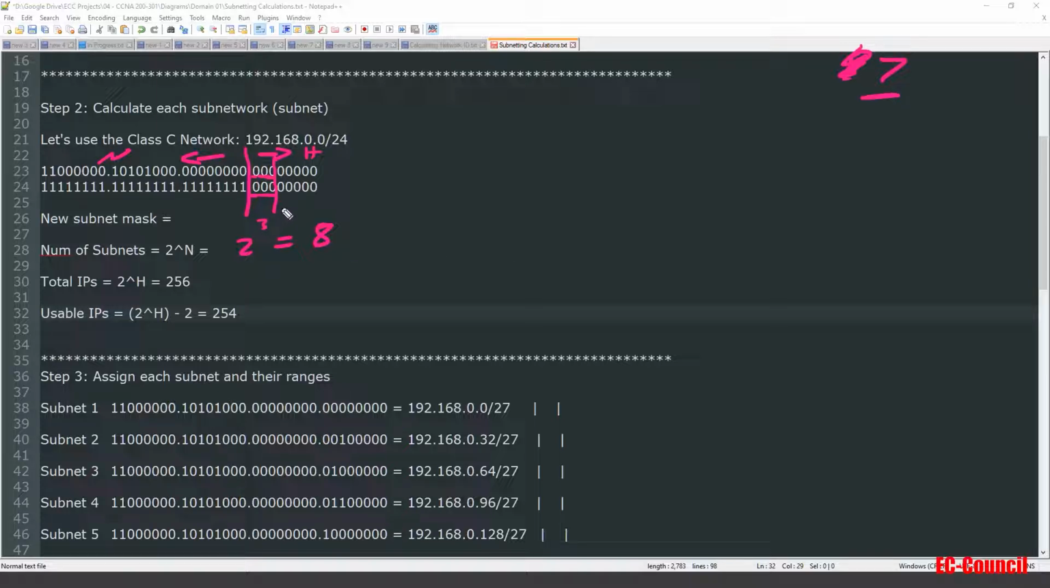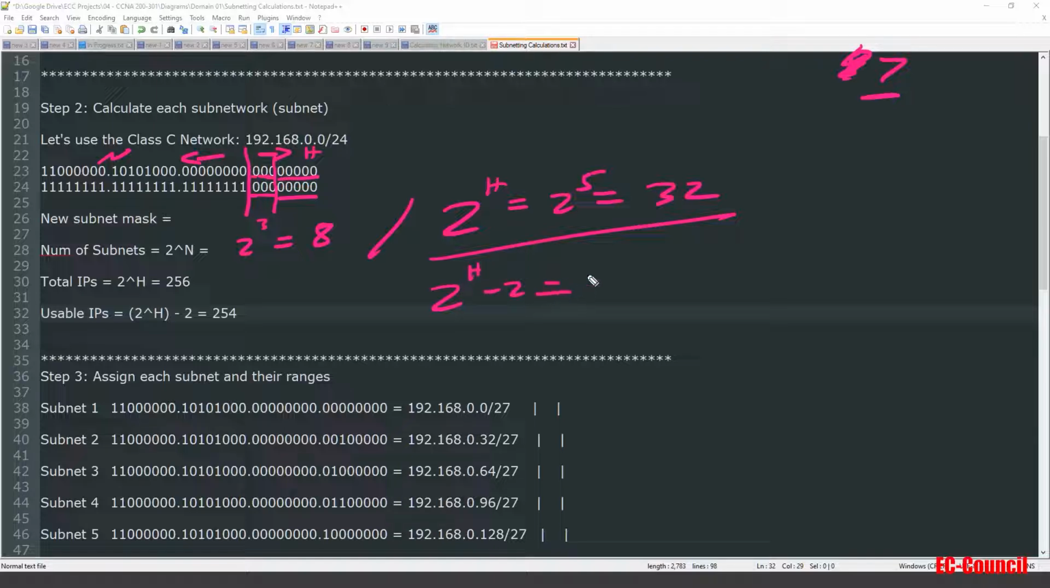So now we actually remain with 5 host bits here. So if we substitute in our formula to get total IPs, remember the formula for total IPs is 2 to the power h. So therefore 2 to the power 5 is equal to 32. But remember, we cannot use 2 addresses, which are the network ID and the broadcast IP address. So therefore, our new formula to calculate usable IPs is 2 to the power h minus 2. And we are going to say 2 to the power 5 minus 2, which is equal to 30.